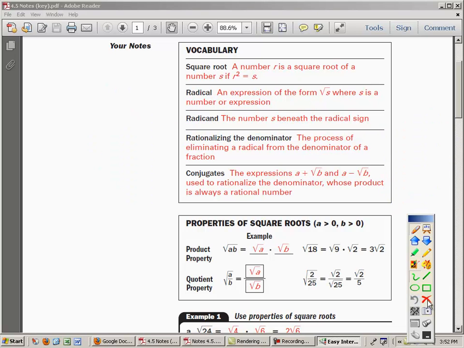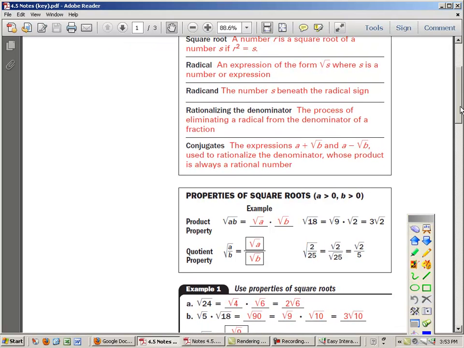And then finally, this idea of conjugates: expressions a plus radical b and a minus radical b. We'll talk a little bit more about this because it has to do with the sum and difference pattern, or in reverse, the difference of squares pattern. So we'll get into that more as we start looking at some examples here.